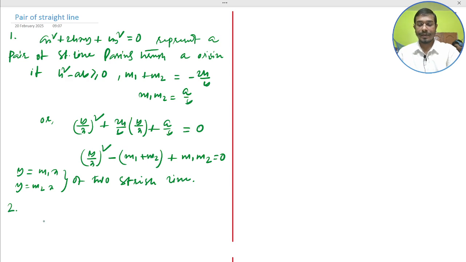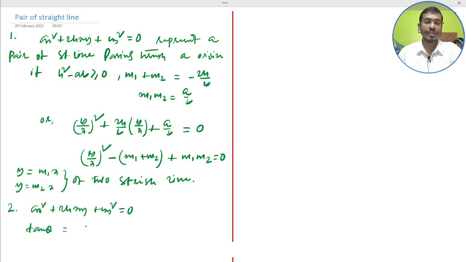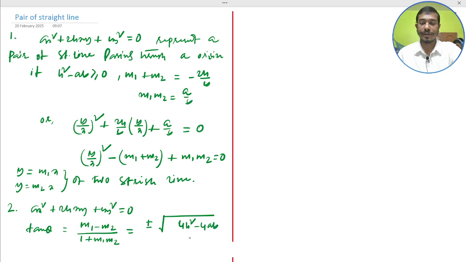Next, angle between two lines represented by the general equation ax square plus 2hxy plus by square is equal to 0. So tan theta is equal to m1 minus m2 divided by 1 plus m1 m2. This is equal to plus minus square root of 4h square minus 4ab divided by a plus b, for JEE Advanced.